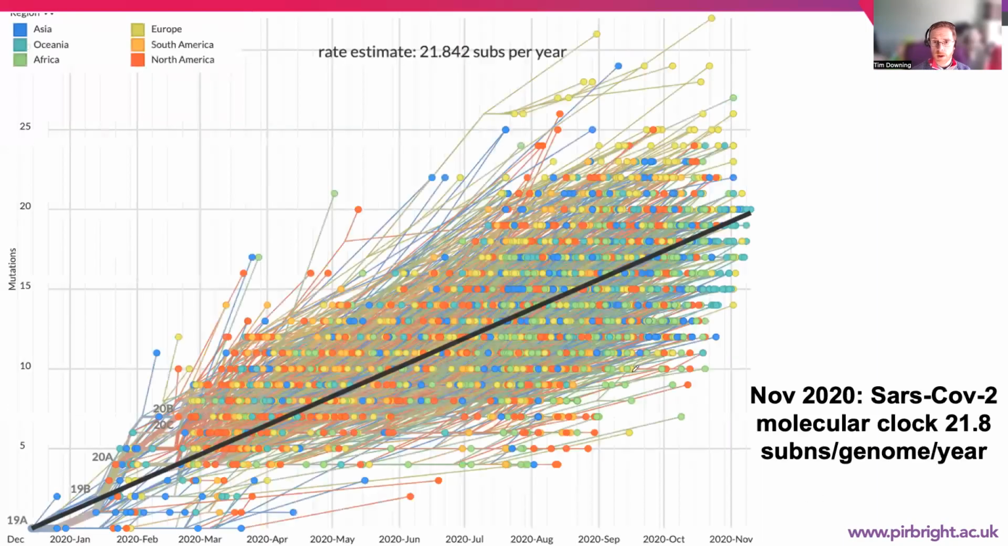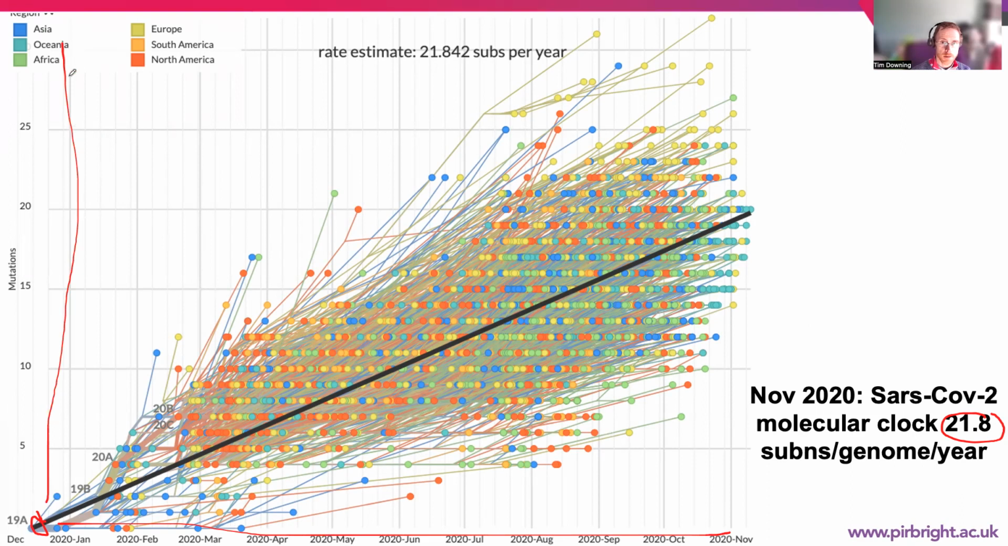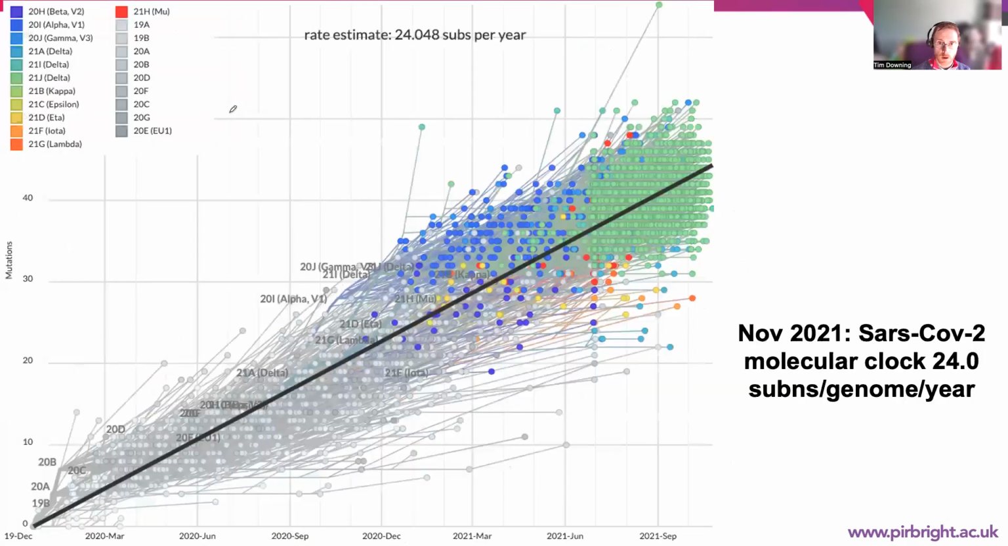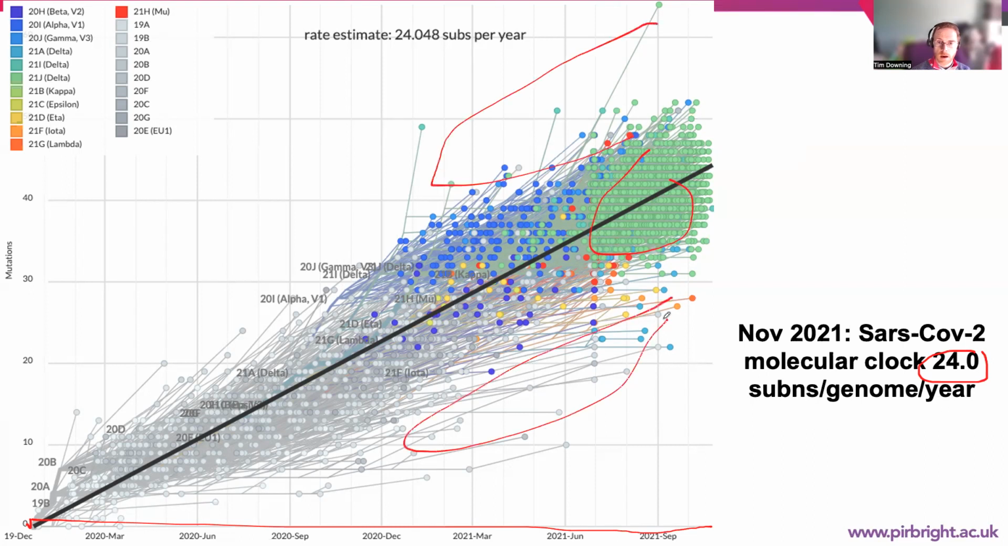If we look at SARS-CoV-2 in November 2022, the molecular clock rate was about 21.8. So you can see here over time going back to December 2019, we have time on the x-axis and the mutations going from 0 up to about 30 on the y-axis. You can see that was our estimate. If we then roll on to going back to the origin to October 2021, the rate was now 24.0 substitutions per genome per year. So you note that included Delta. There are some erroneous sequences here above and below.